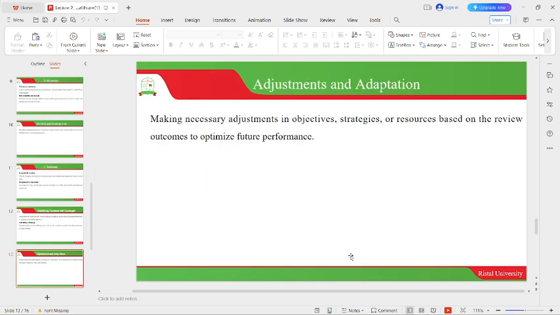The next one now is adjustment and adaptation. So you need to make necessary adjustments in objectives. If you've discovered that employees are underperforming, you need to see why they are underperforming. Maybe the job description or the duties they are doing are complex. Maybe they are doing a lot. So you need to adjust by either reducing the job description or making some slight improvement in it, so that when they come to work, everything becomes very easy. That's about adjusting the objectives. Also, the strategies and the resources can be adjusted based on the review outcomes to optimize future performance.